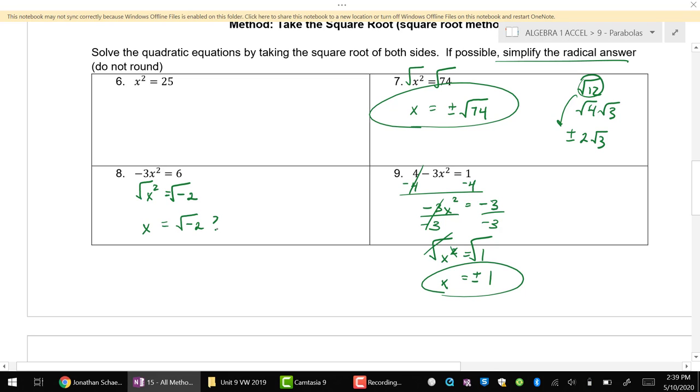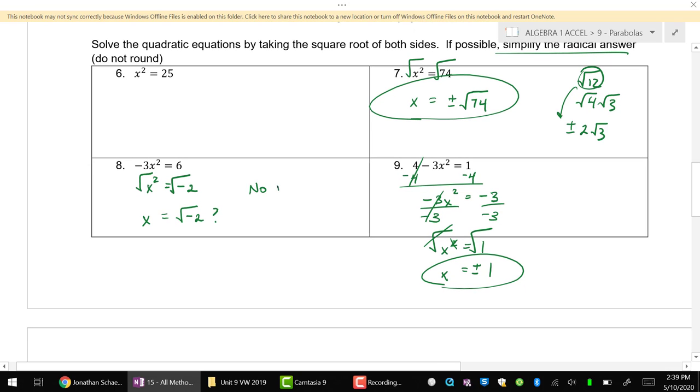That is not possible. There is no real number that exists. You cannot take the square root of a negative number in the real number system. So we're going to say no real solution. There is a solution to that equation, which you'll learn about in Algebra 2. But more on that to come. For right now, we're just going to say that there's no real solution for that quadratic.